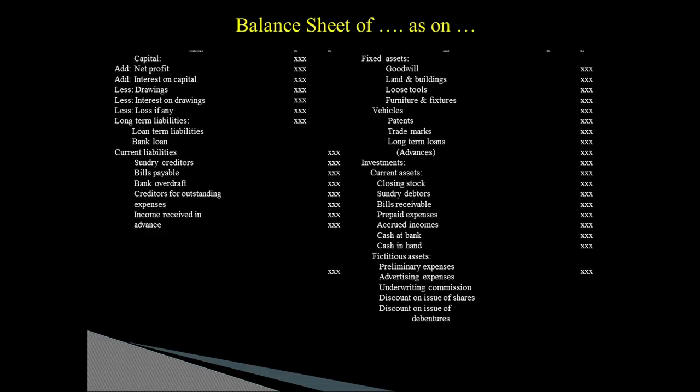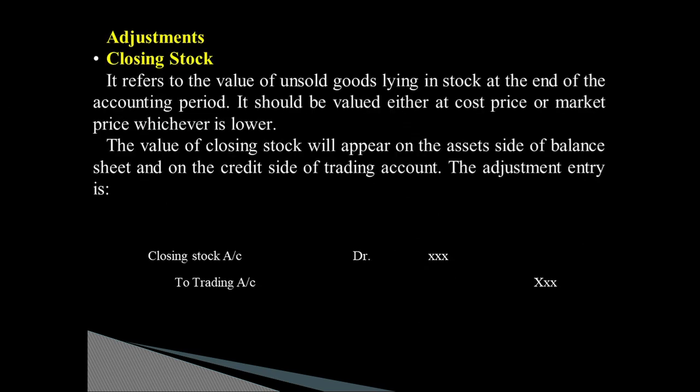fictitious assets. The fictitious assets are those assets which are imaginary, which cannot be seen. The examples are preliminary expenses, advertising expenses, underwriting commission, discount on issue of shares, and discount on issue of debentures. Finally, the total of the balance sheet must agree. That is, the total of the liability side is equal to the total of the assets.